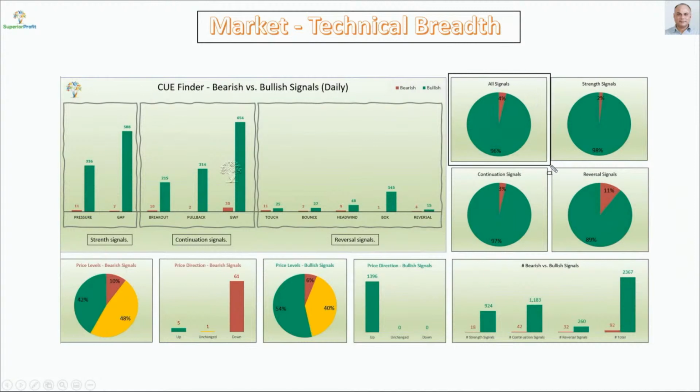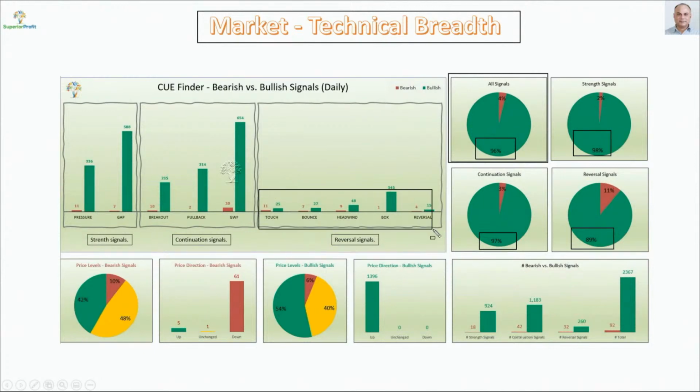First, I look at all the signals. Green is bullish, red is bearish. In this picture, 96% of all signals are bullish. If I drill down, strength signals, 98% bullish. Continuation, that is trend continuation, 97% bullish. And trend reversal signals, 89% bullish. These are technical signals across the entire trading universe. And we have the breakdown of the strength signals, continuation, and reversal signals.